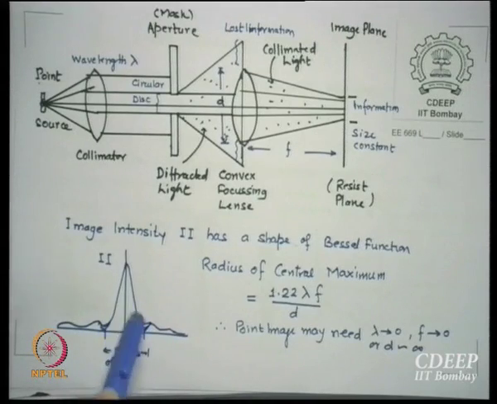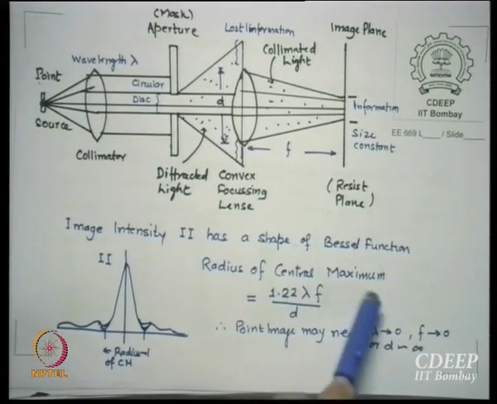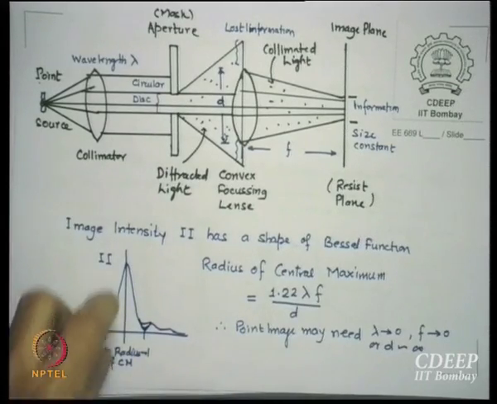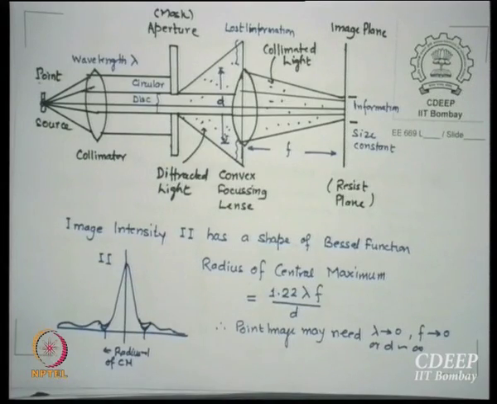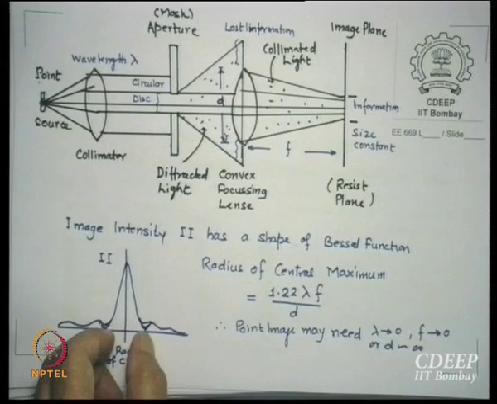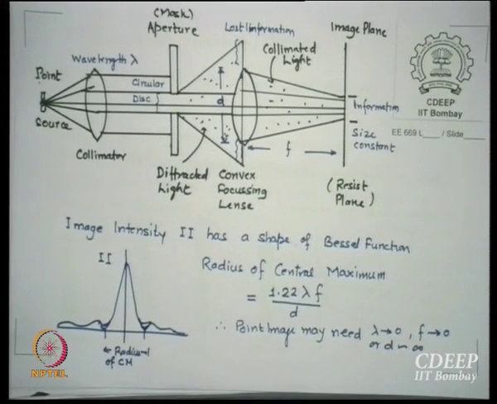By Rayleigh's theory, one can see that this essentially is 1.22 lambda f by d. This is derived from Bessel functions through Rayleigh's formula. So if you see the radius, that is the maximum available intensity only at the maximum at this point. Then this radius is essentially this minima to minima, how sharp it is.